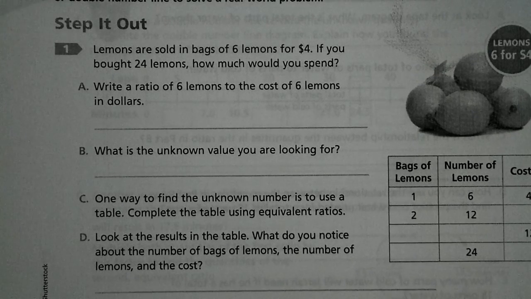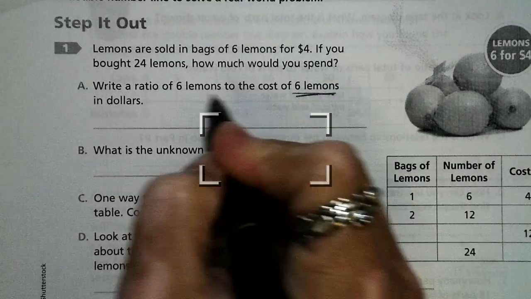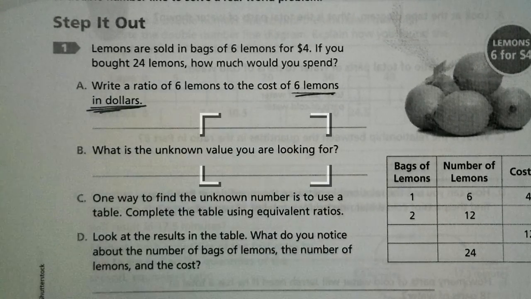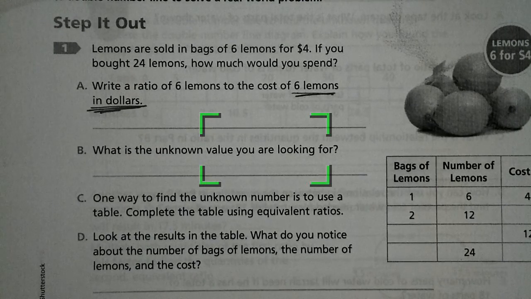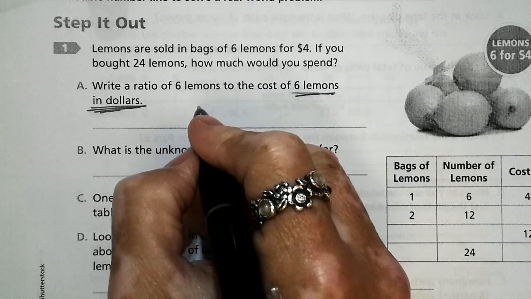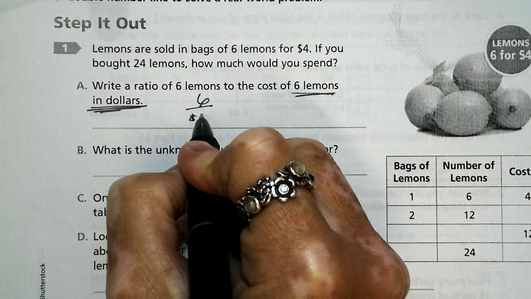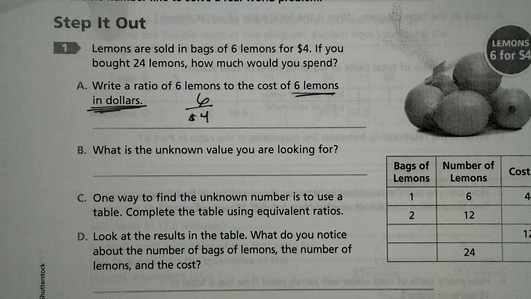So the first one says we're going to write a ratio of lemons to dollars. So 6 lemons versus the amount of dollars. So remember I said a ratio tells you how they want you to write it. So how would my ratio be written? 6 over 4. Yep, 6 over $4.